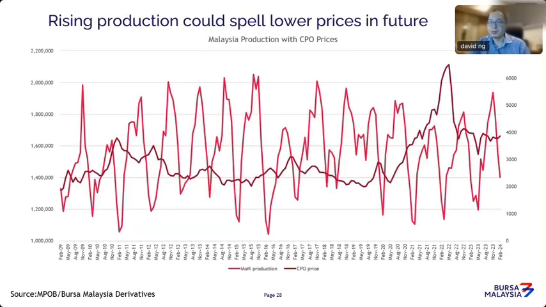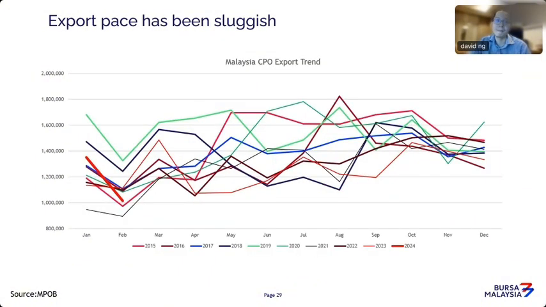If you look at it, production is something that works inverse to the price. So if you have a rising production period, don't expect prices to be strong. And when you have a low production period, normally you expect the price to be supported at a certain level. So this is something that we can gather if you are trading the CPO market.